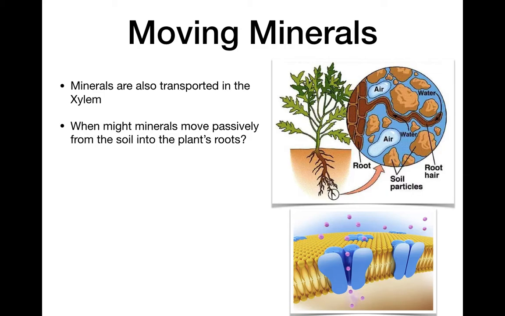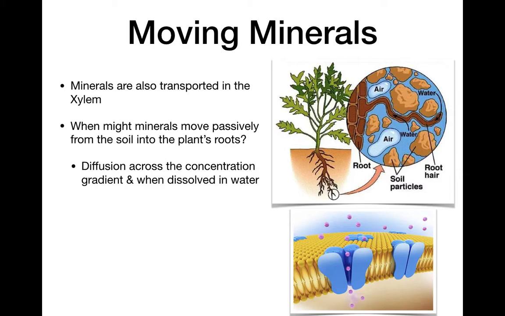Well, it has to be that we have a concentration gradient, right? It's diffusion, it's a passive transport. There has to be a higher concentration of minerals in the soil than there is inside the root, inside the plant. It can also move even if the concentration is not correct, but if the water is moving in like a bulk flow or a mass flow of water, a large amount of water at once, it will often take minerals with it. And that can also cause a passive transport of minerals.